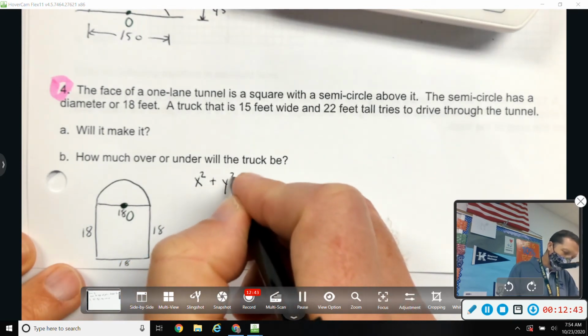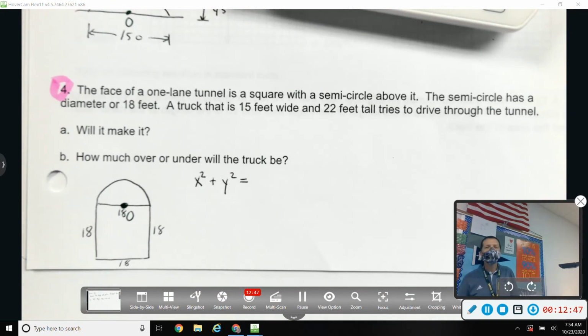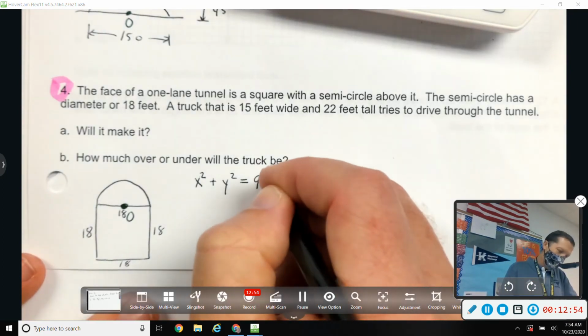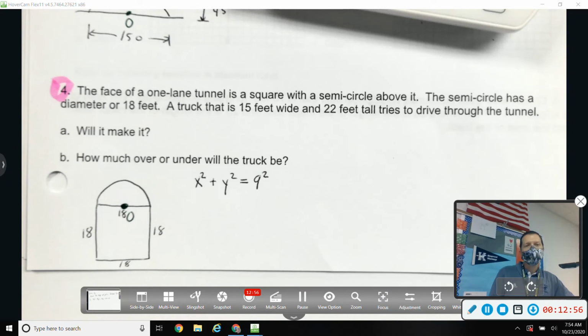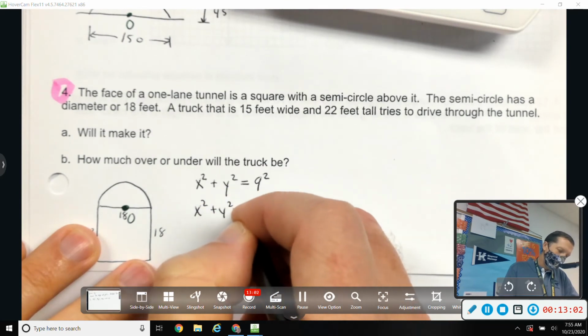x squared plus y squared equals, what's the radius? 9. Again, be careful about what they give you. So 9 squared. 9 squared is easy, so you could rewrite that as 81 or leave it as 9 squared, either way.